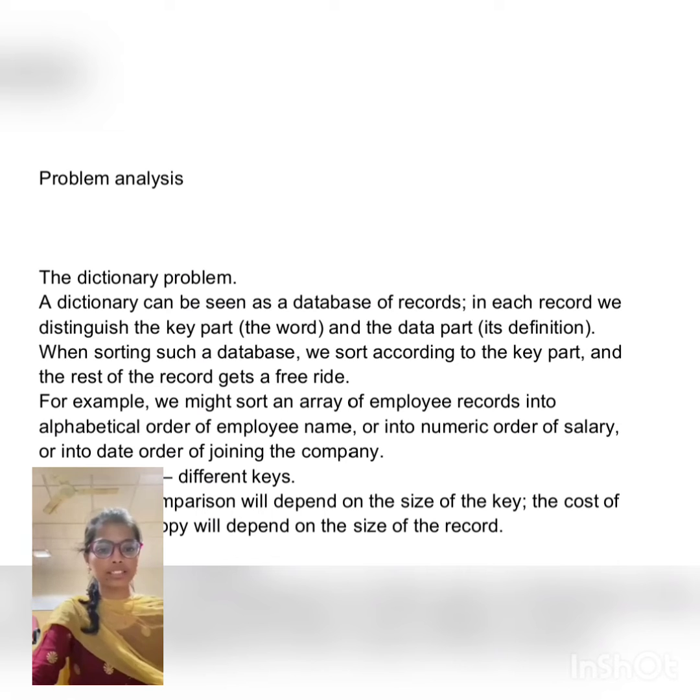bucket. Analysis. The dictionary problem. A dictionary can be seen as a database of records. In each record we discuss the key part and the data part. When sorting such a database, we sort according to the key part and the rest of the record gets a free ride. For example, we might sort an array of employee records into alphabetic order of employee name, or into numeric order of salary, or into date order of joining the company. Same records, different keys. The cost of comparison will depend on the size of the key. The cost of exchange or copy will depend on the size of the record.